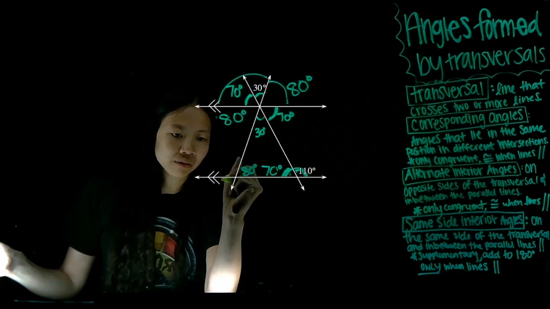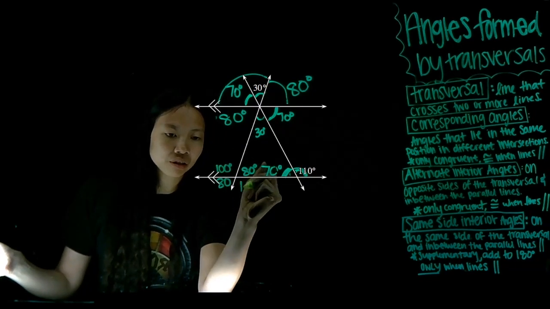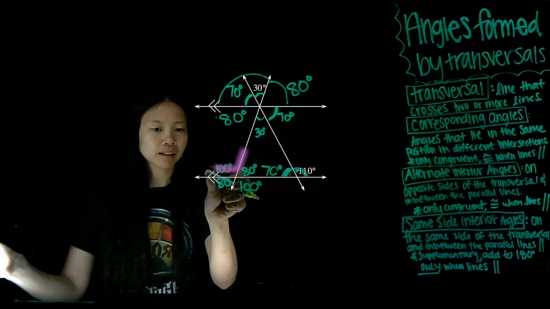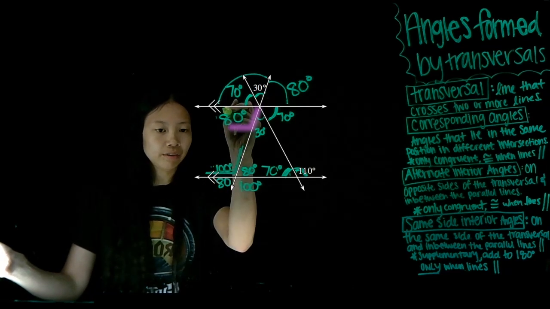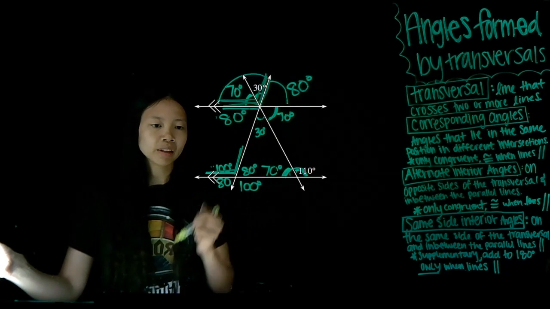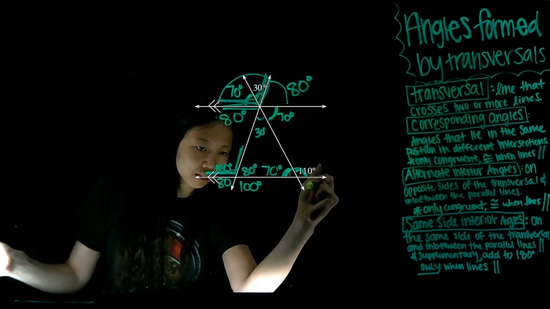And then we can fill in the rest here. 80. Supplementary, this is 100 degrees, 100 degrees. And I can verify that this is 100 degrees because if I slide this angle up, it fits right here. And 70 plus 30 also adds up to 100 degrees. So I know that that works out. And then I can use vertical angles here as well to fill in the rest of our angles.